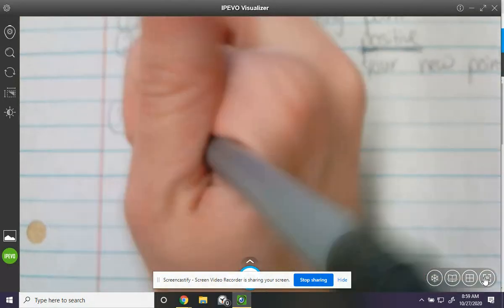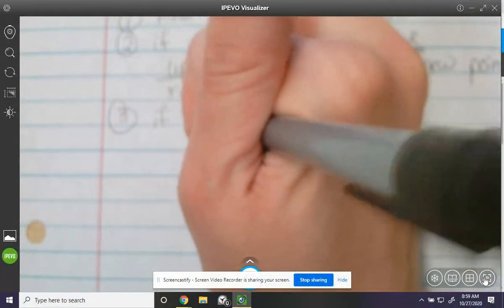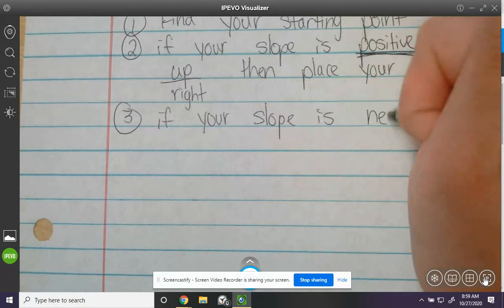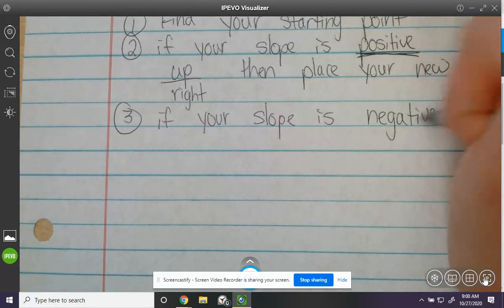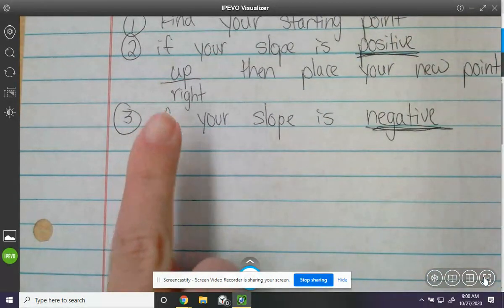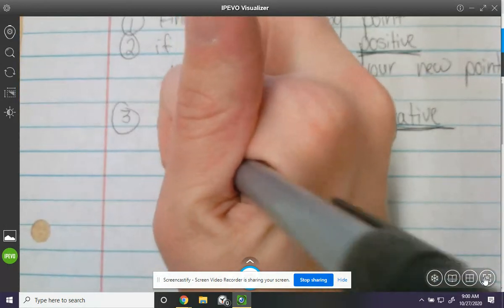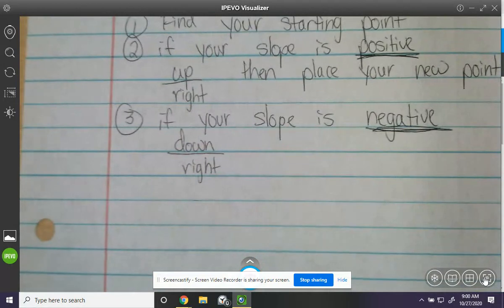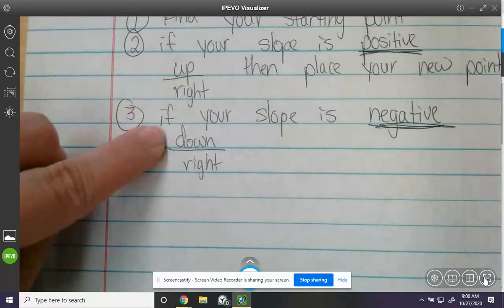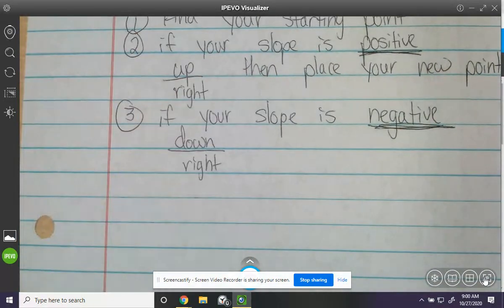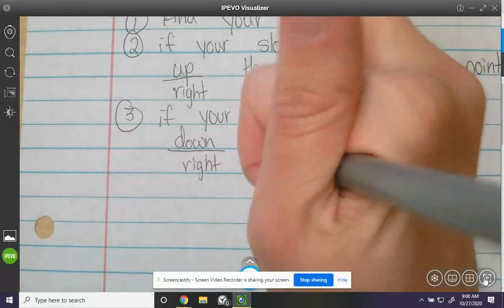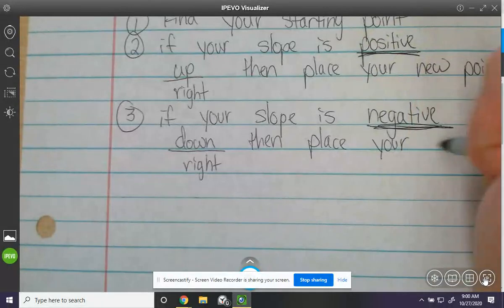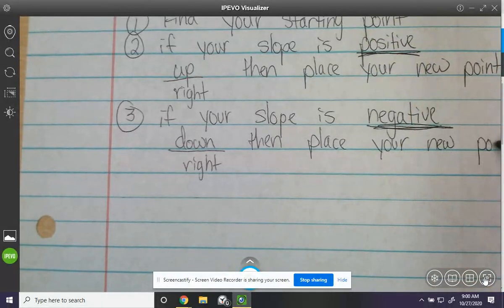Okay, if your slope is negative, instead of up and to the right, you're going to go down and to the right. So you still go to the right every time. I think it's easier to remember positive you go up, negative you go down, right every single time. And then place your new point.